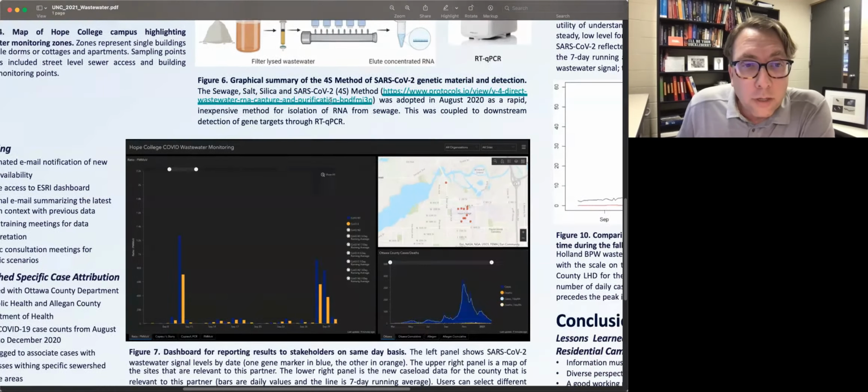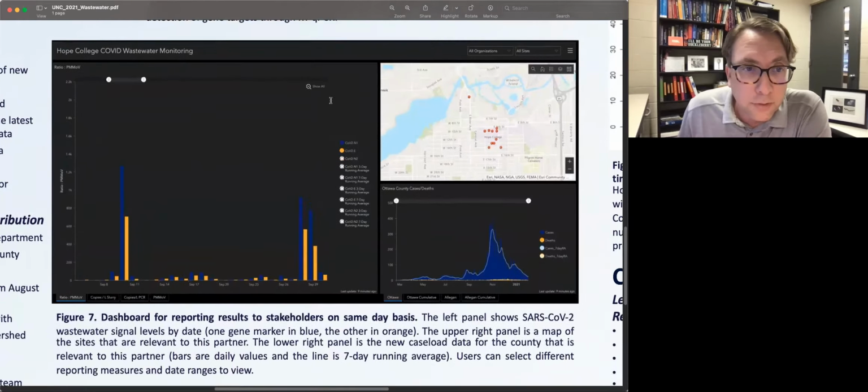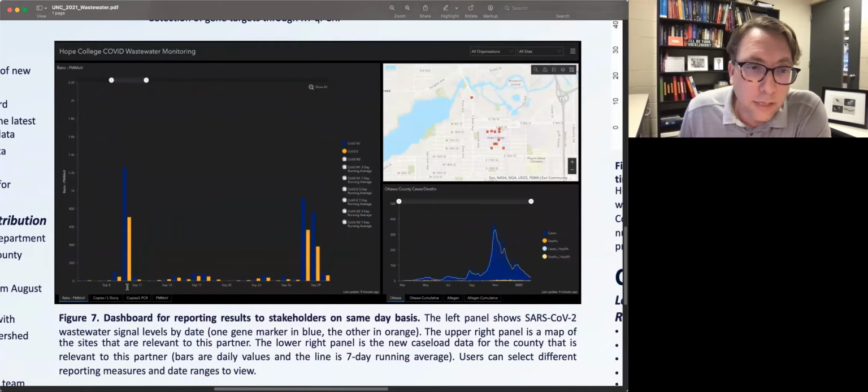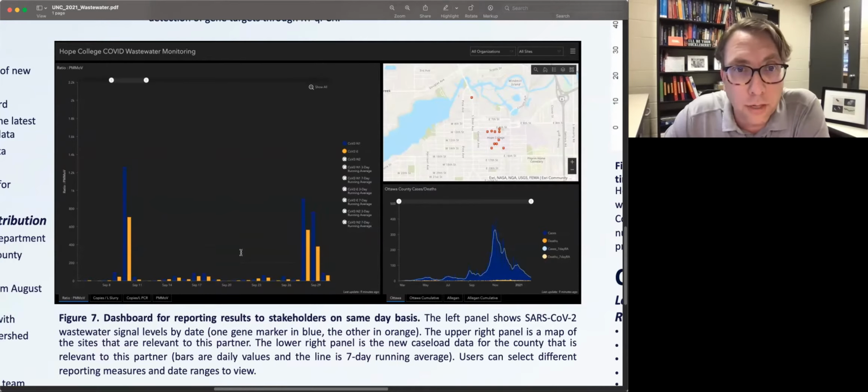This was then reported on a daily basis via an Esri-based dashboard that looks something like this. And in this panel over here on the left, you see time on the x-axis and the ratio of E or N1 to PMMOV over time. And you can see that there's variation. This reporting was critical and allowed us to give decision makers some information to be able to instigate follow-up tests of residents in any one particular zone.